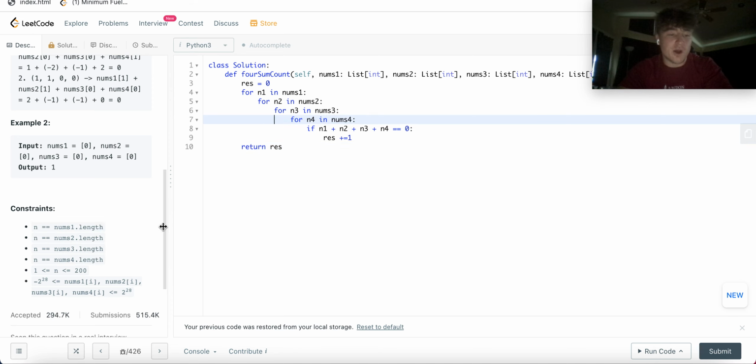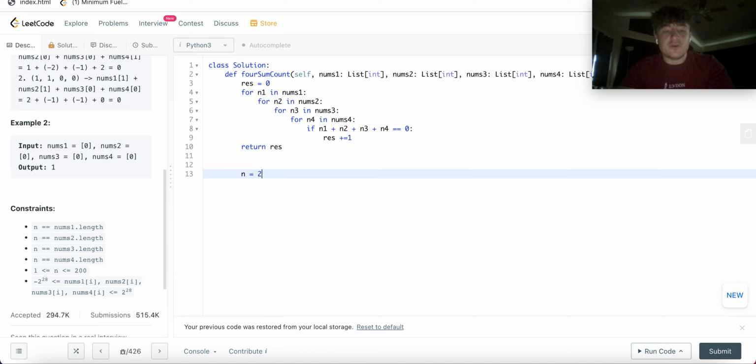Now, why is that the case? Well, all the arrays are the same size. They're all size n, and n is less than or equal to 200. So we'll just say that in the worst case, n is 2 times 10 squared.